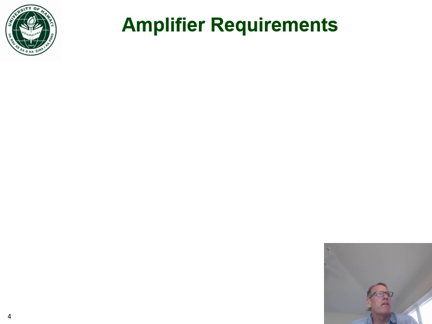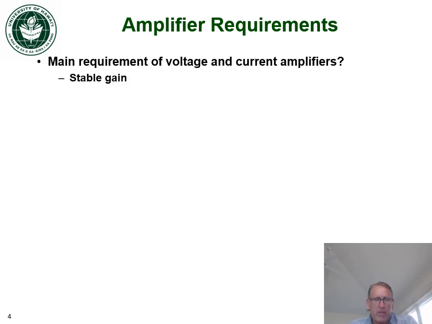All right, let's talk about some amplifier requirements. Obviously, we need our amplifier to amplify, right? And so if we think about what sort of requirements or characteristics we might need, the first thing is a stable gain. This is to amplify our signal. We want it to be larger at the output, and we want it to be stable. We want it to not change over time.